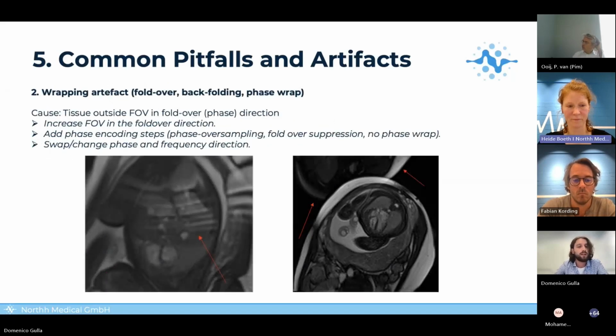Move on. So another artifact is the wrapping artifact or fold-over, back-folding. In this case, it happens because the tissues are outside the field of view in the phase direction. So it's important to take care of the field of view, to make it bigger, and also to add phase oversampling, and we can also consider repeating the sequences, changing the phase and the frequency direction.